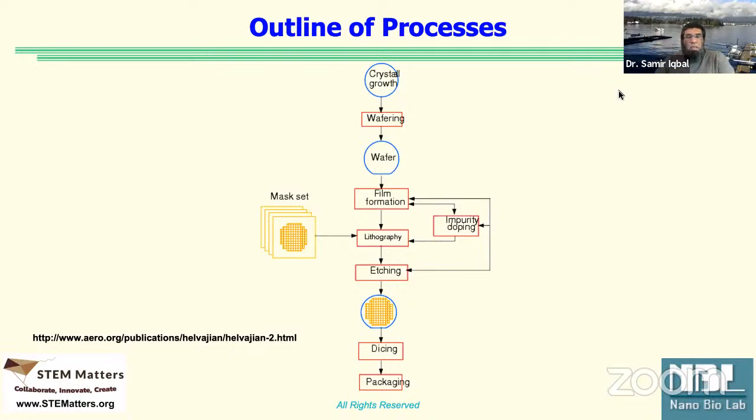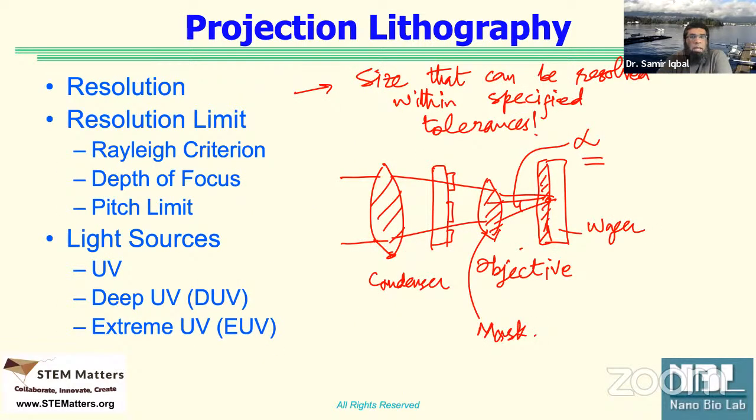Now, lithography is the process on which we have looked at some basic ideas, so we'll continue on that discussion. The light source that we use has important implications for a number of things. It has an implication on resolution. Resolution here is a very scientific term. Resolution is the size that we can resolve, the size that we can transfer within specific tolerances. There is a limit to that. How small can we go, or how sharp an image can we make?